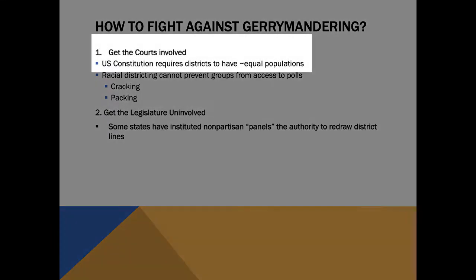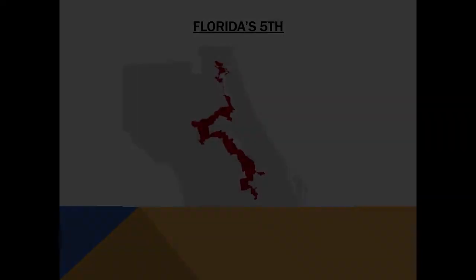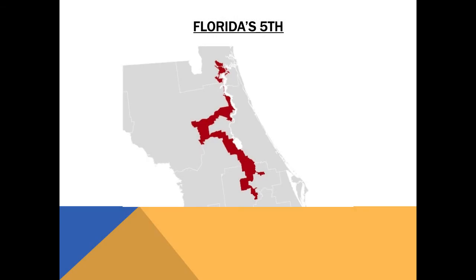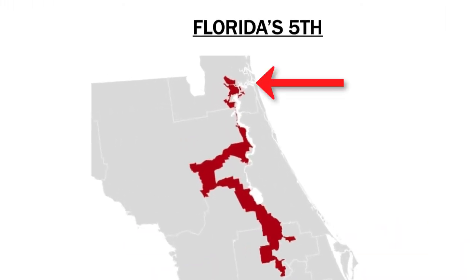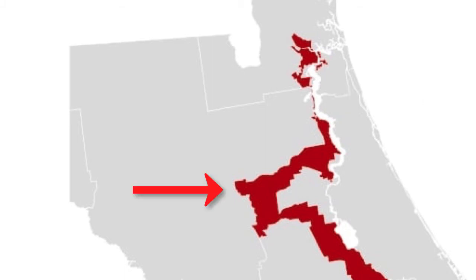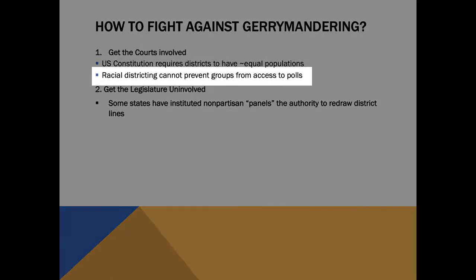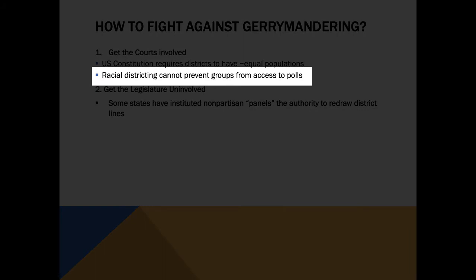Well, first, the courts usually get involved, particularly when a district has unequal population to other districts. Such was the case in Florida's 5th district that was struck down by the Florida Supreme Court in 2014 for blatant gerrymandering. It runs from near Jacksonville in the north, hooks east for a few miles, then west for a few miles, narrows to the width of an interstate highway for a while, cuts west all the way over to Gainesville, then swivels back east and southeast, finally arriving at Orlando, a distance of about 140 miles. Racial districting has also been at the center of many legal battles. The primary outcome of these lawsuits has determined that redistricting cannot prevent groups from access to the polls.